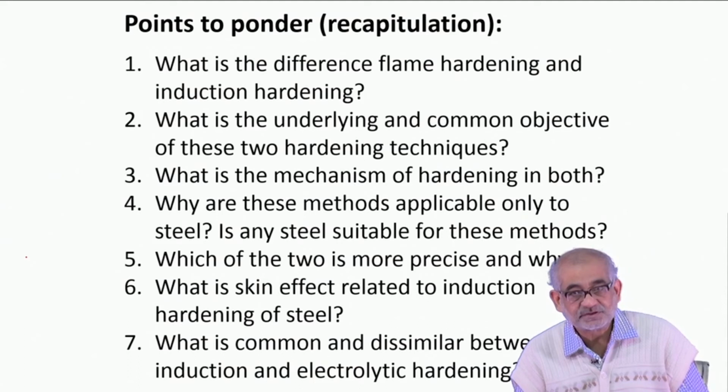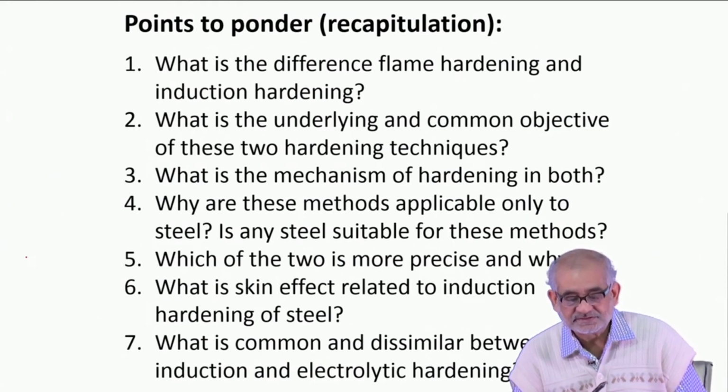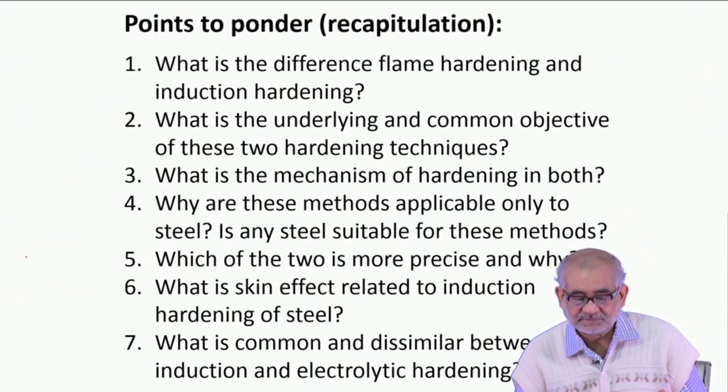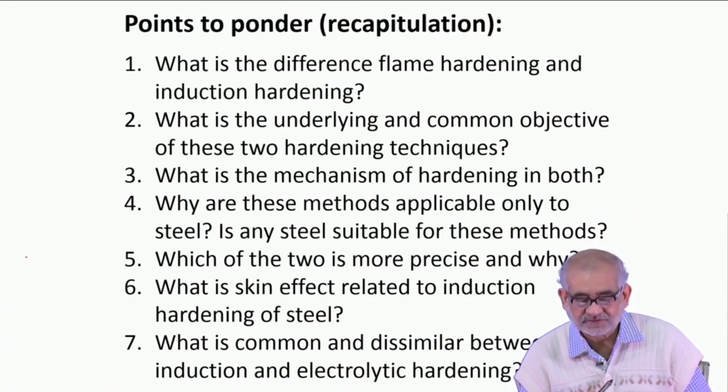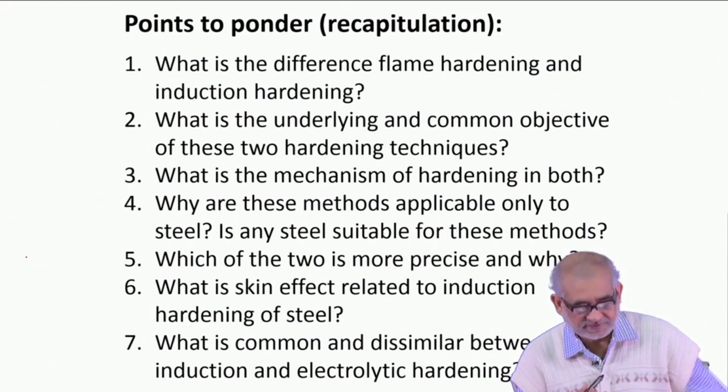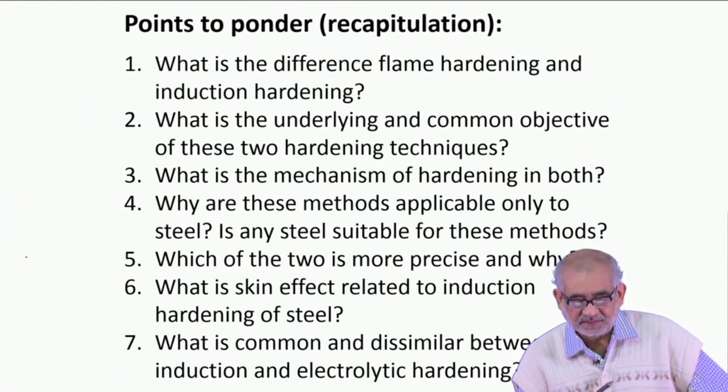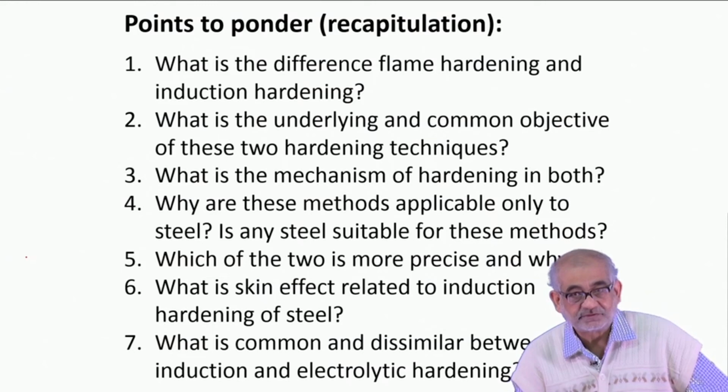So it is essentially a solid state hardening process through martensitic transformation, and we require steel which can be plain carbon steel but with at least 0.4% carbon, or maybe alloy steel with sufficient hardenability. Of course, between the two, induction hardening is more precise because of the so-called skin effect we just heard, which is the depth of heating being inversely proportional to the square root of the frequency of alternation of current. And the last thing we talked about was the electrolytic heating.